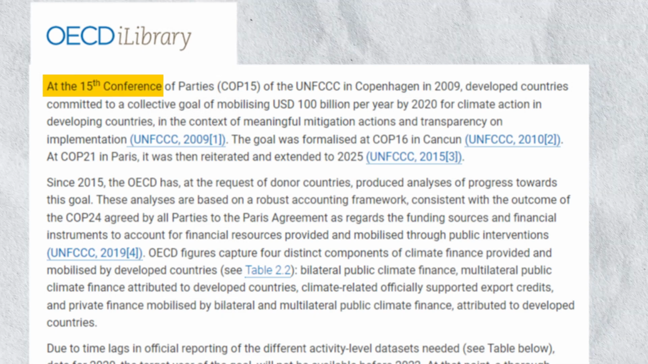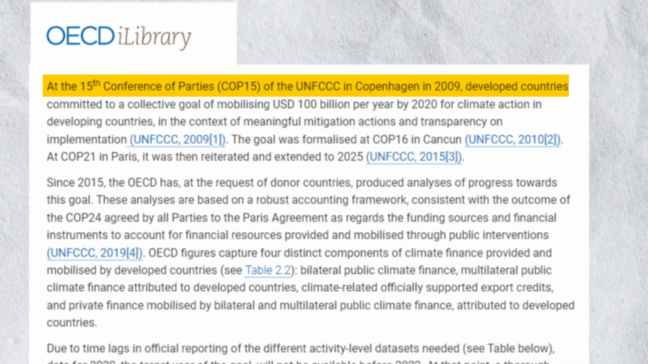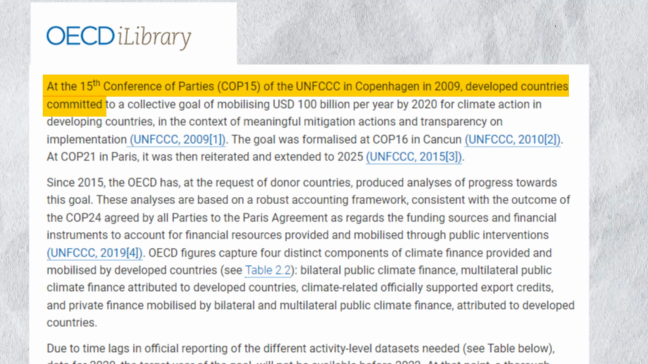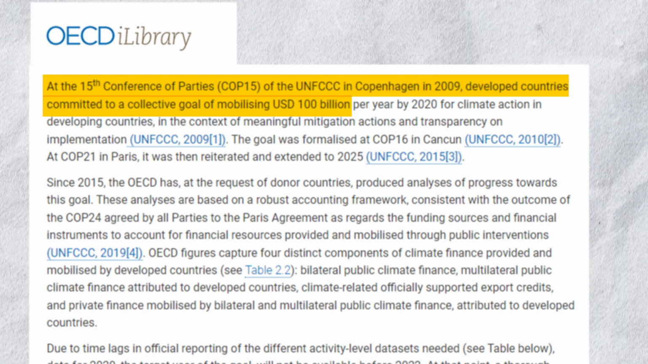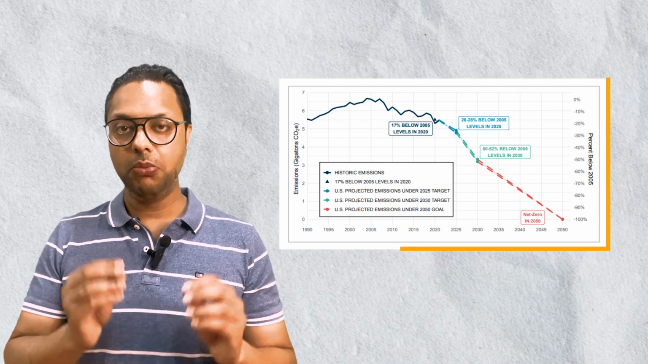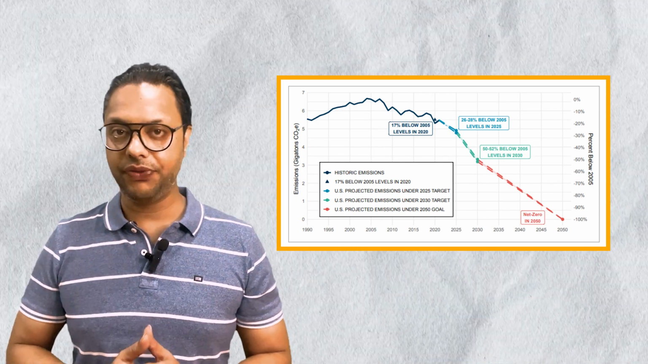At the 15th Conference of Parties of the UNFCCC in Copenhagen in 2009, developed countries committed to a collective goal of mobilizing $100 billion per year till 2025. But why is this climate finance required? To keep the planet from warming above 1.5 degrees Celsius over pre-industrial levels, most countries, including the US, have goals to reach net zero by 2050.